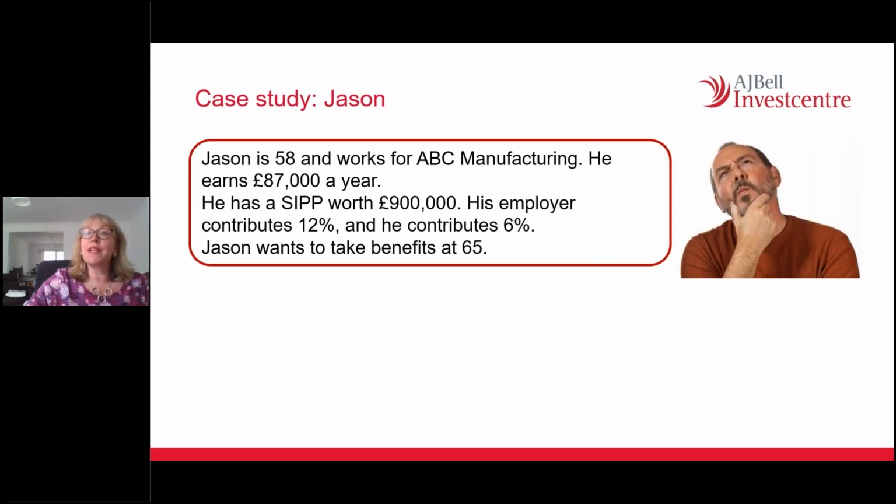So let's run through an example. This is Jason. He is 58. He works for a manufacturing company. He earns £87,000 a year. He has a SIPP worth £900,000. He contributes to his pension, so does his employer, and he wants to take his benefits in 7 years' time at the age of 65.